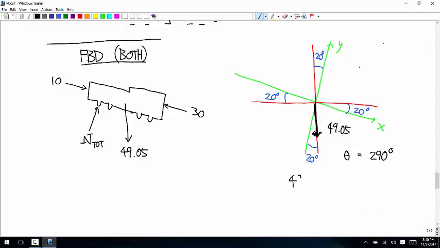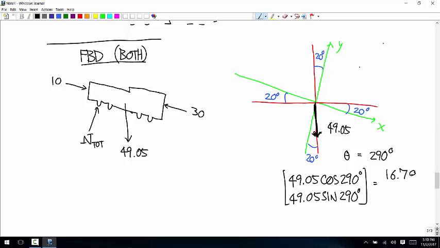So the weight force is 49.05 times cosine of 290, 49.05 times sine of 290. Can someone tell me what that is? 16.78, and negative 46.09. Okay.